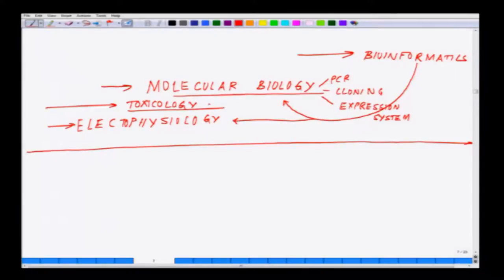Simultaneously, there is another technique which people are working on, on the structural side. This is all about the functional aspect of ion channel.